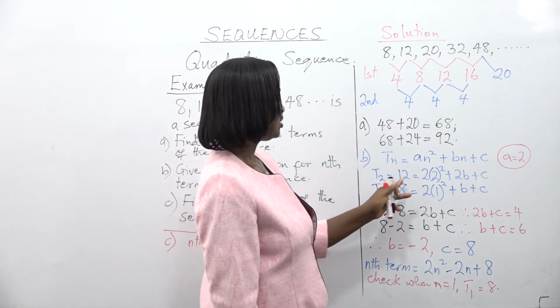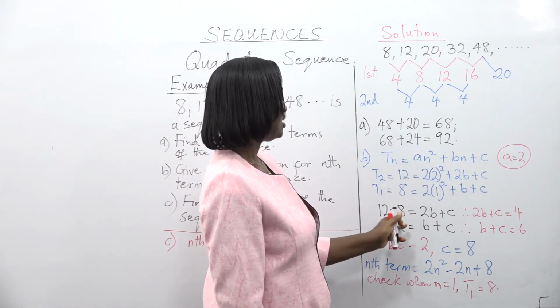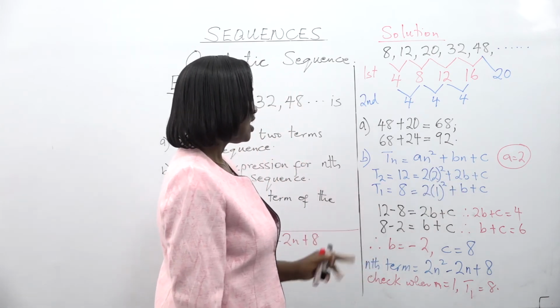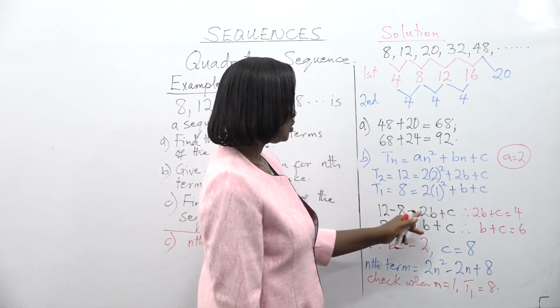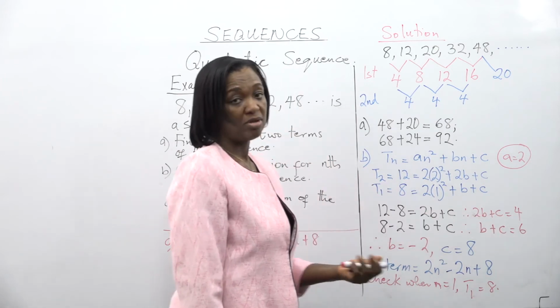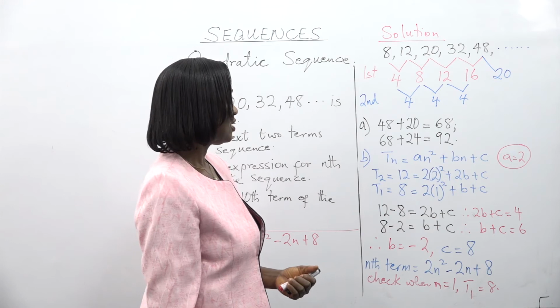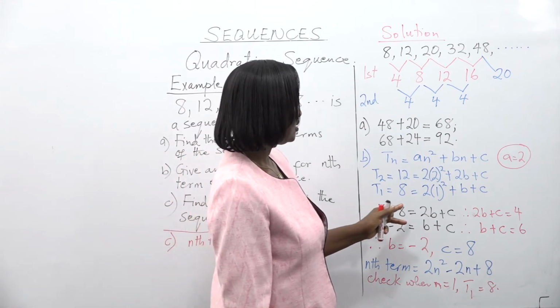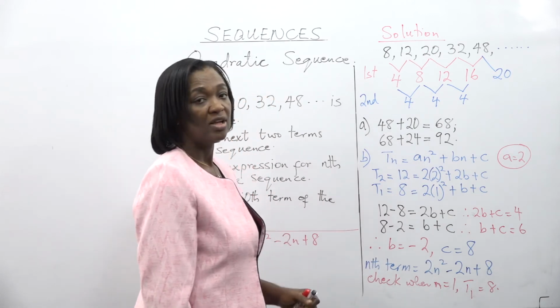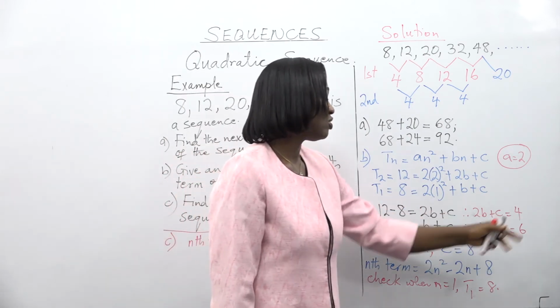Collect like terms. 12 take away 8 is equal to 2b plus c. That means that 2b plus c is equal to 4, because 12 take away 8 is 4. So that becomes our equation 1. In the next one, 8 minus 2 is equal to b plus c. So that means that b plus c is equal to 6.